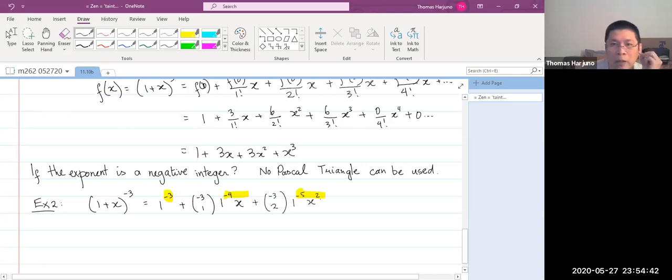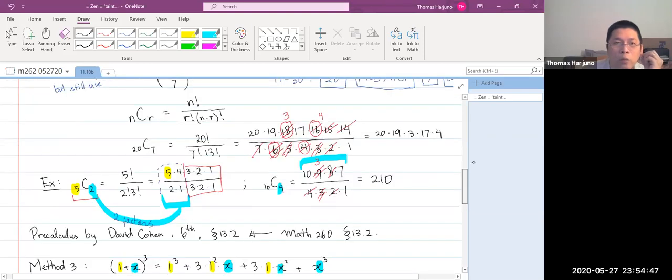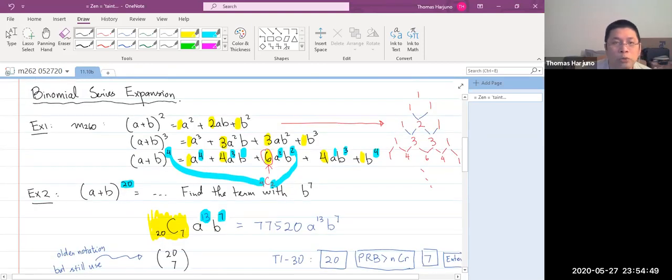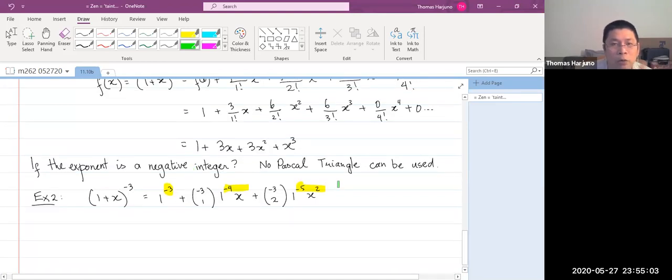According to our method 1, the exponent is supposed to go down to 0: 4, 3, 2, 1, 0, and then we stop, right? But if I start with the negative exponent, then it will never go down to 0. So this basically goes infinitely far. So negative 3 combination 3, 1 to the negative 6, x cubed, and so on and so forth.